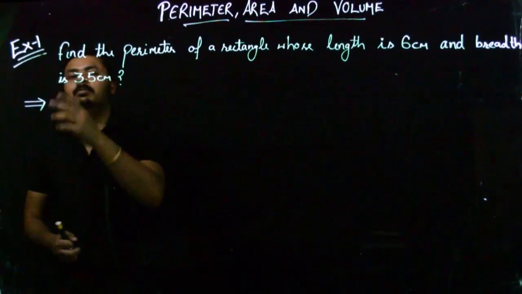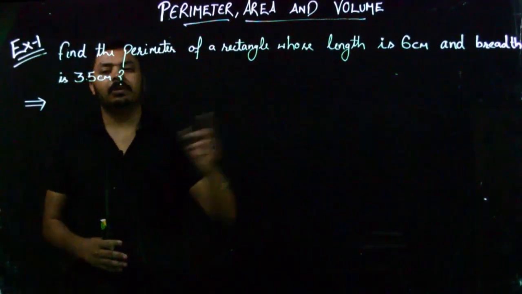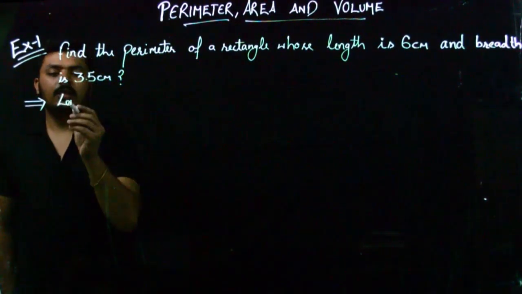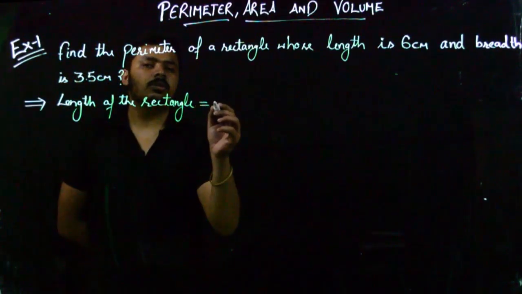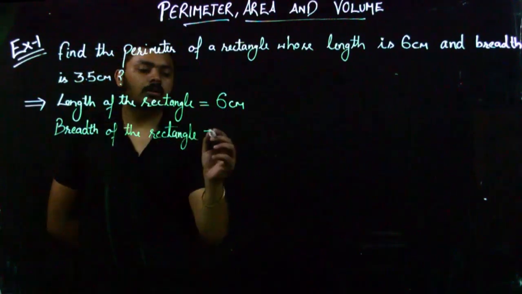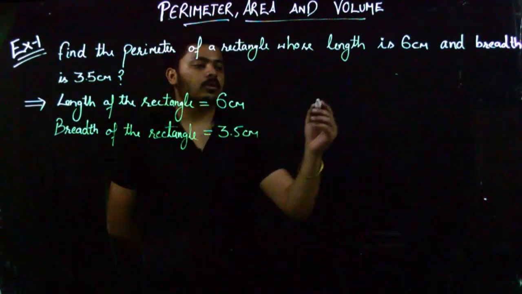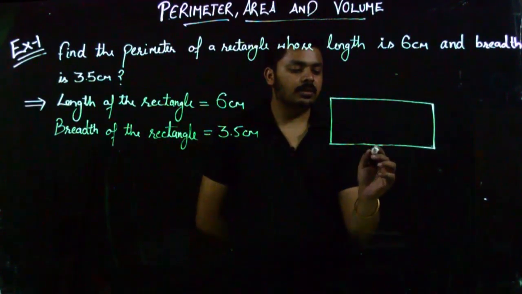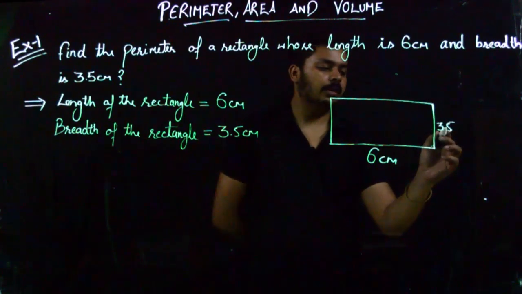Now let's see example number 1. Find the perimeter of a rectangle whose length is 6 cm and breadth is 3.5 cm. So let's start. Length of the rectangle is equal to 6 cm. Breadth of the rectangle is equal to 3.5 cm. So let's draw a rectangle here. So the length is 6 cm and the breadth is 3.5 cm.